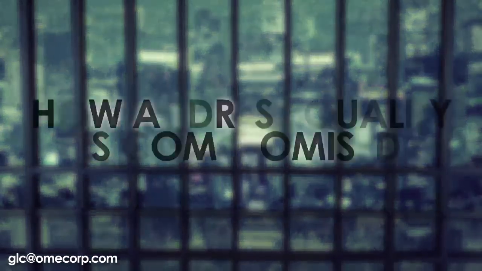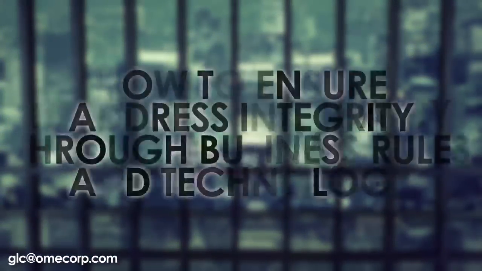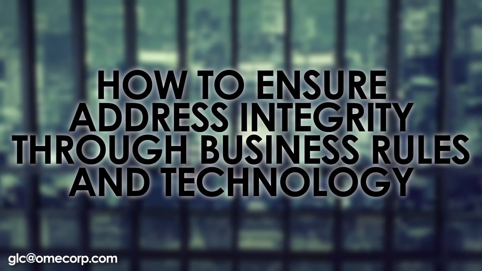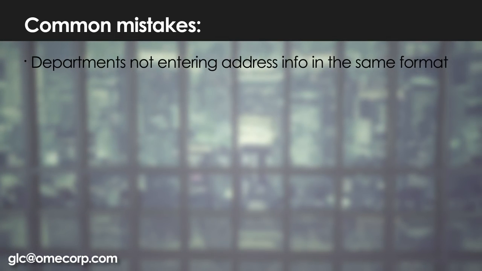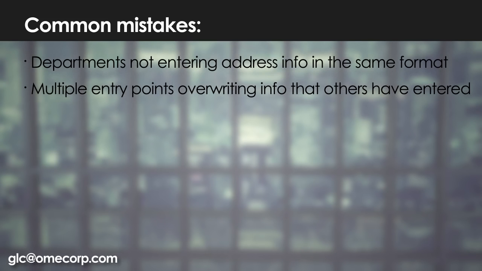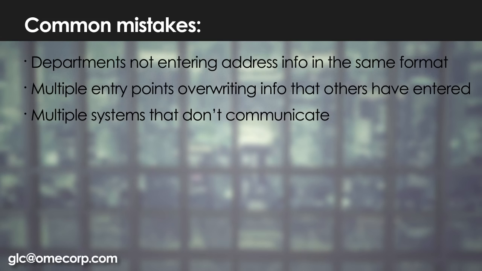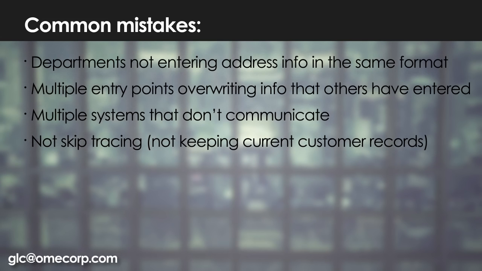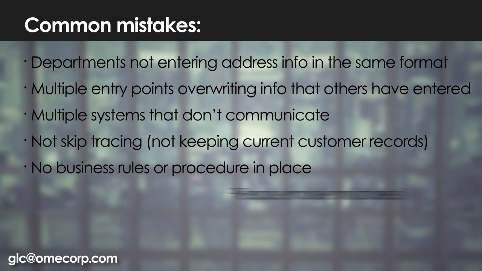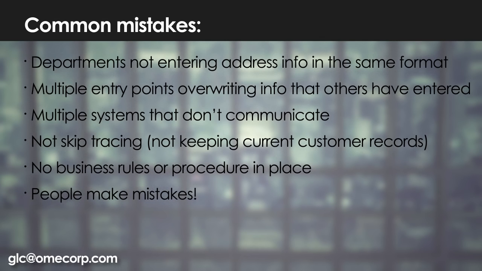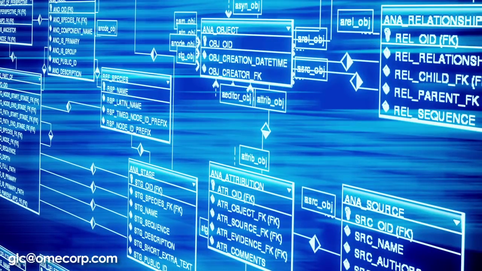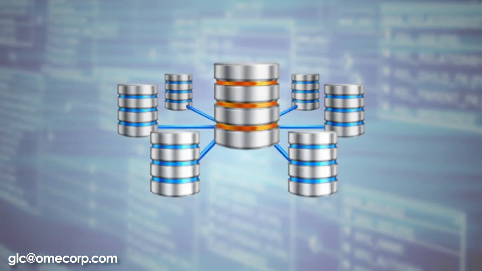Now, I want to show you how address quality is compromised and how to ensure address integrity through business rules and technology. Common mistakes from departments not entering address info in the same format, multiple entry points overwriting info that others have entered, multiple systems that don't communicate, not skip tracing, meaning not keeping current customer records, no business rules or procedures in place, and people make mistakes. Let's face it, regardless of your company's core database structure, whether you have a single database or multiple databases, we all have data entry issues.